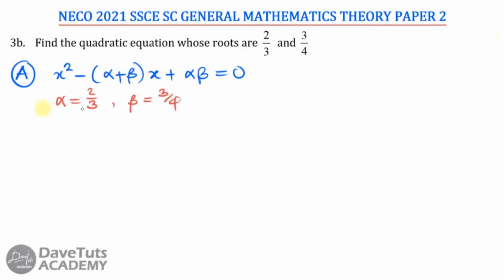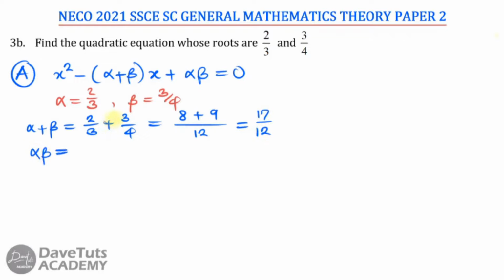So if you have that, we can just make use of alpha plus beta to say will be nothing but 2 over 3 plus 3 over 4. And in that case, we can find the LCM, which is 12. That's 3 multiplied by 4, that's 12. 12 over 3 is 4. 4 times 2 will be 8, plus 12 over 4 is 3. 3 times 3 will be 9. So this will be 8 plus 9 is 17 over 12. Okay. Then alpha beta, the product of roots will be 2 over 3 multiplied by 3 over 4. So this will be 6 over 12.